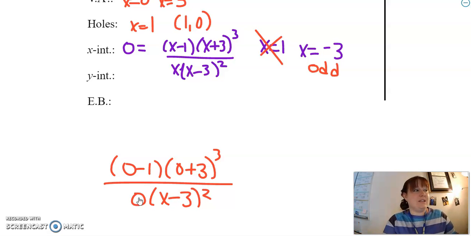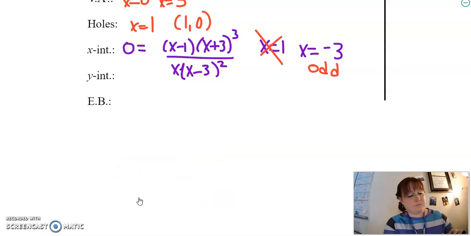So can we have a y-intercept? Do we have a y-intercept? No, because we have an asymptote at 0. So it never actually crosses the y-axis, okay? So, none. And let's look at our end behavior.